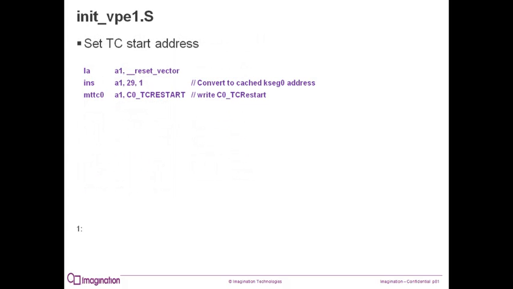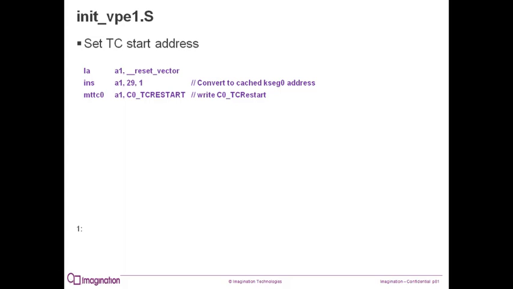The code programs the TC's reset vector so that when it is set to run, it will start executing the boot code. It loads the address of the reset vector from the label created in the linker file. It sets bit 29 to convert the address to a kseg0 address, so it will execute from a cacheable address. Then it writes the value to the TC's restart register.